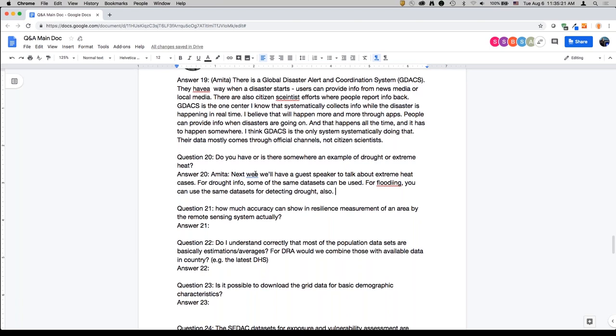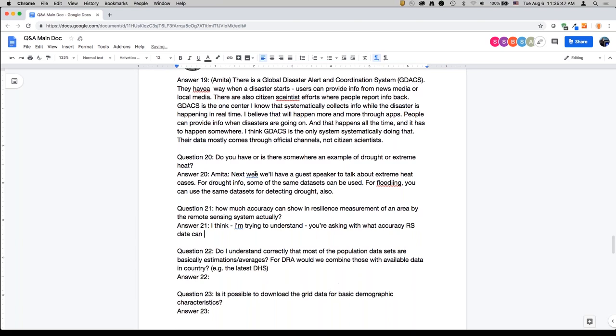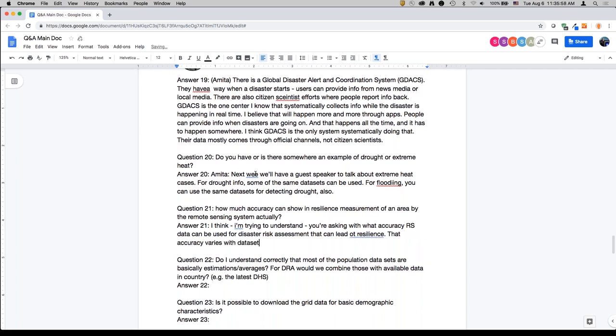So question 21, how much accuracy can show in resilience measurement of an area by the remote sensing system actually? So I think if I'm trying to understand the question, you're asking with what accuracy remote sensing data can be used for disaster risk assessment or hazard assessment that can lead to resilience. I believe that's the question. And so that accuracy, again, varies with data set, resolution, different regions. So there is no one answer.